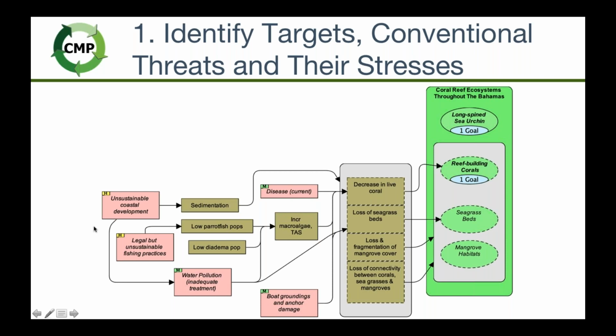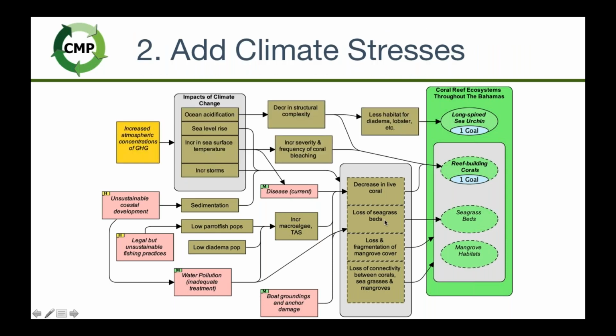It's from the Bahamas, and this team is working on conservation and restoration of coral reefs. And so this is the situation without climate change. There are a bunch of direct threats like unsustainable coastal development and illegal and unsustainable fishing practices and water pollution that are causing a bunch of stresses: increase in macroalgae, decrease in live coral, loss of seagrass beds. And then you add climate change into that, and there are even more stresses, less habitat for sea urchins and for lobster due to decrease in structural complexity due to ocean acidification.